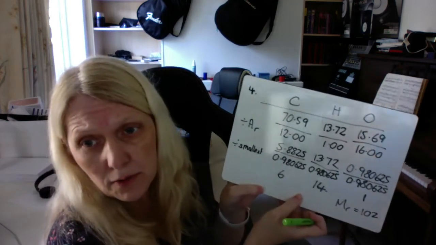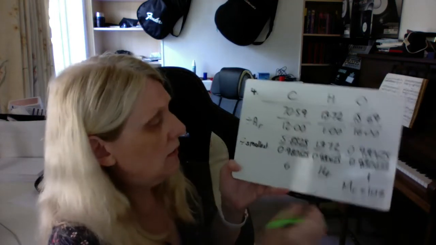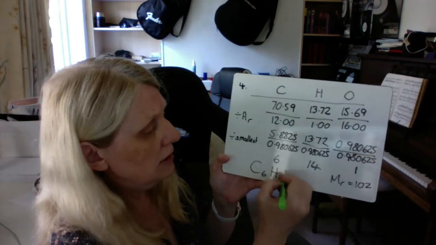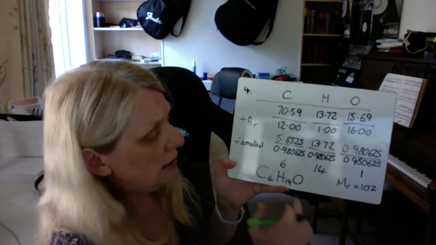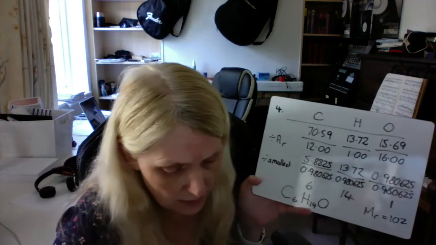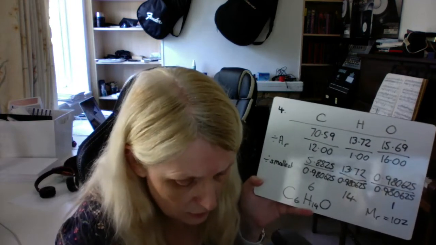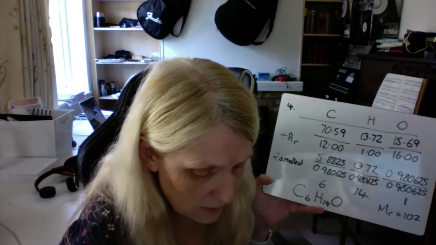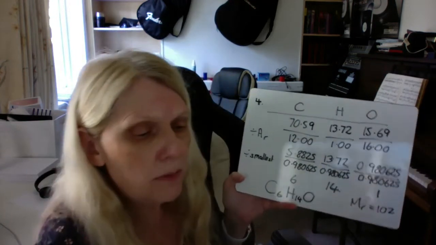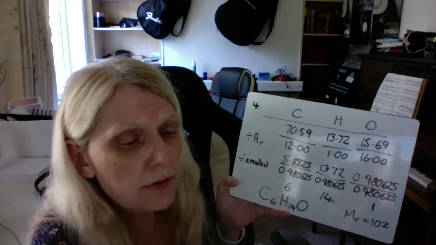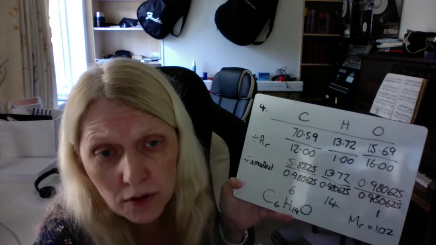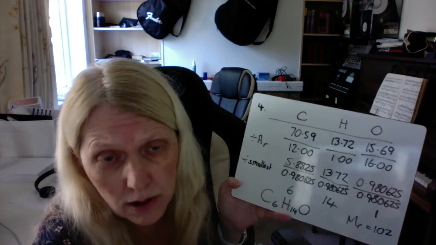Okay, so here we go, here's my ratio, 6 to 14 to 1. So that means I've got 6 carbons, 14 hydrogens, and 1 oxygen. Now remember, based on the information given to me in the question, I'll just get that back up again. It tells me that it has a broad absorption at 3,350, okay, which we already thought was going to be an OH, so an alcohol.